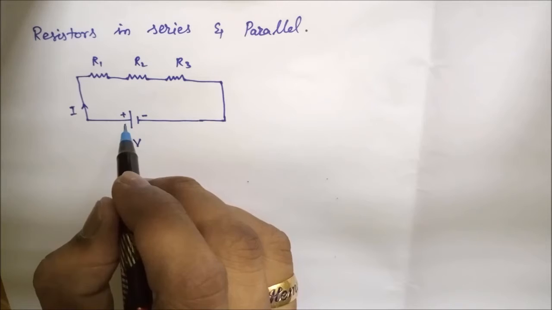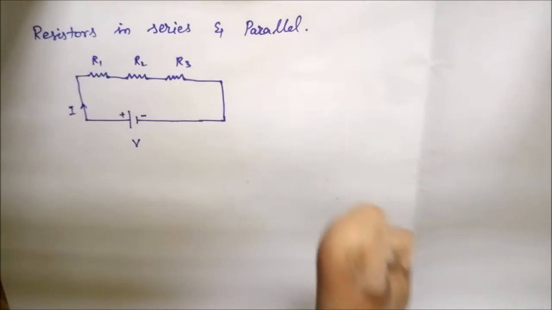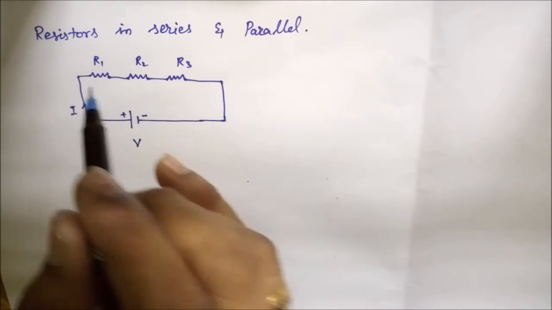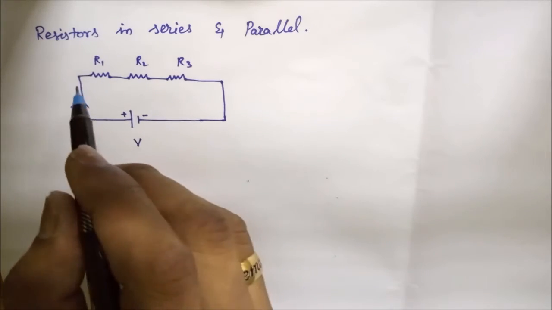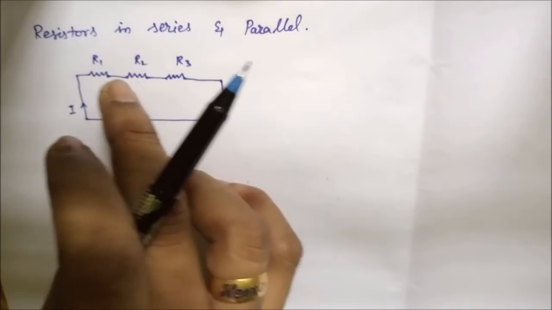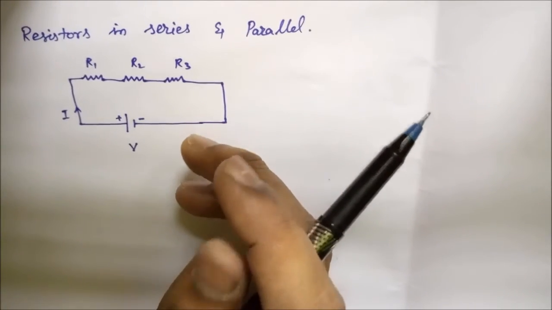So the amount of charge which passes through all three resistors is the same. Therefore the flow of current through the circuit also remains the same, because there won't be any deviation in between the circuit. So through R1, R2, R3 the same amount of current I will be passing through.